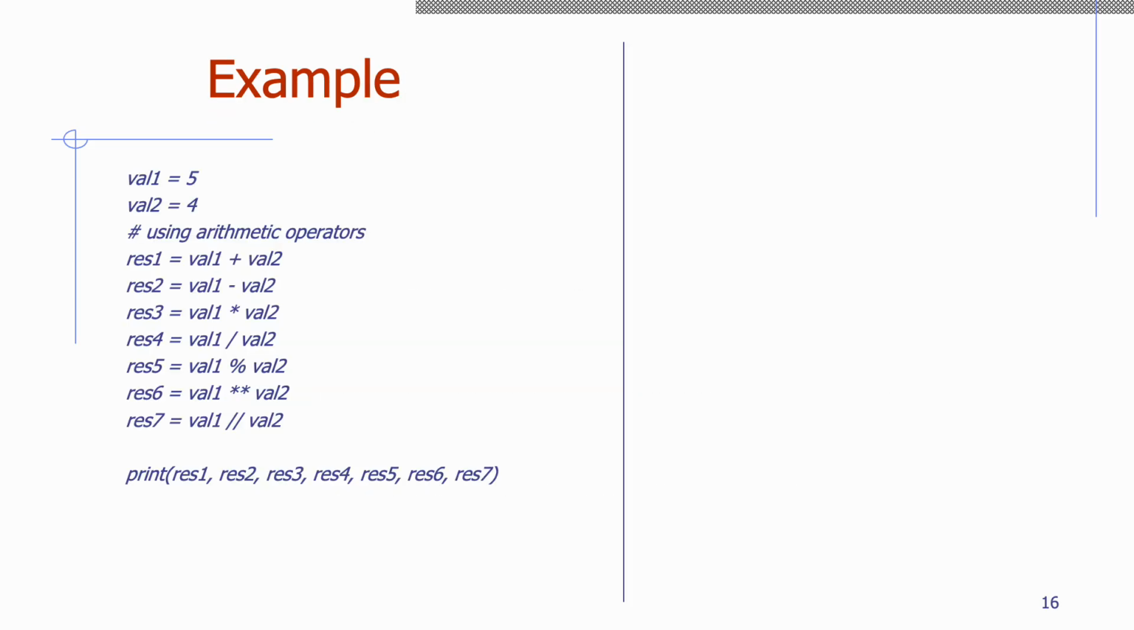Here is an example for using arithmetic operators in Python. So we have addition, subtraction, multiplication, and so on. And if we want to print all the results of these operations, the output is given here.